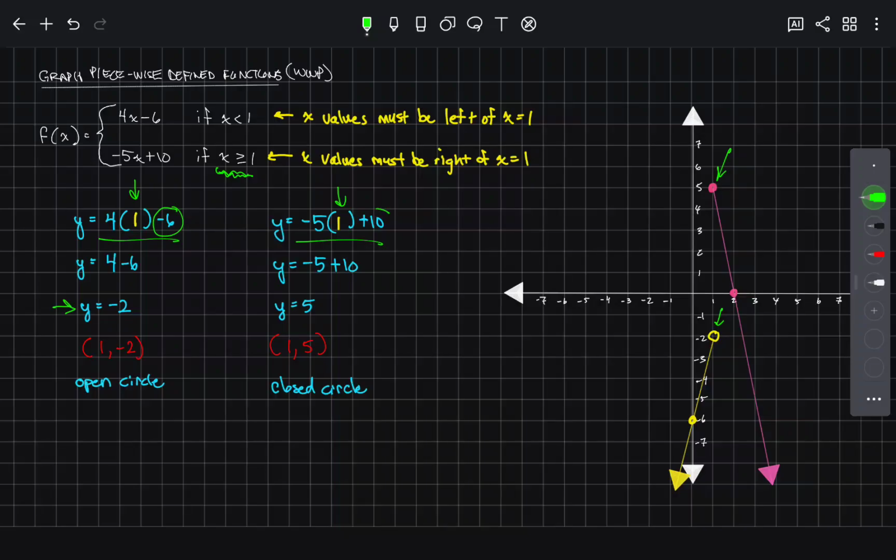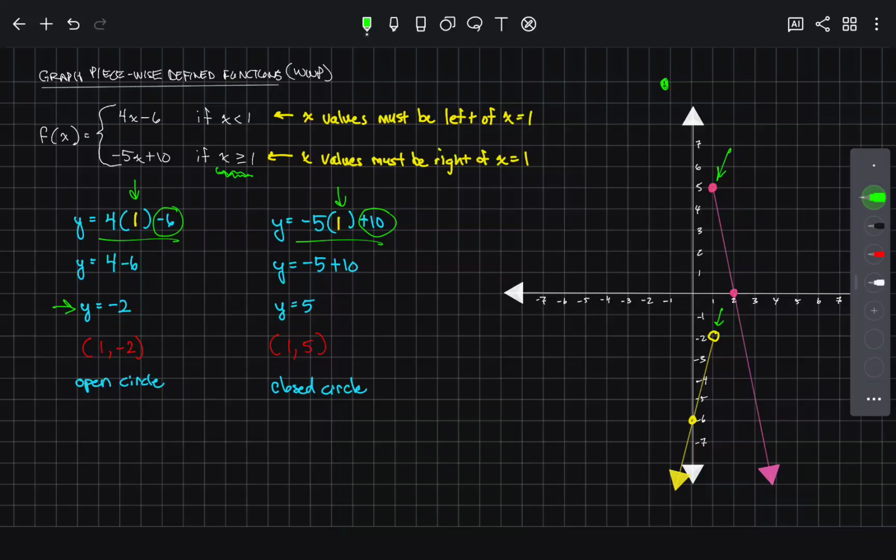We also know with linear equations, we have a y-intercept, y equals mx plus b. That's going to be at positive 10. But that's not going to be an x value that is greater than or equal to 1, because it would end up somewhere over here. So that's not a valid point.